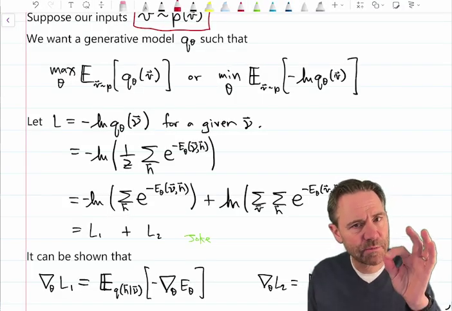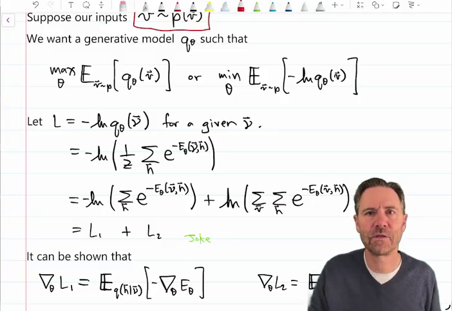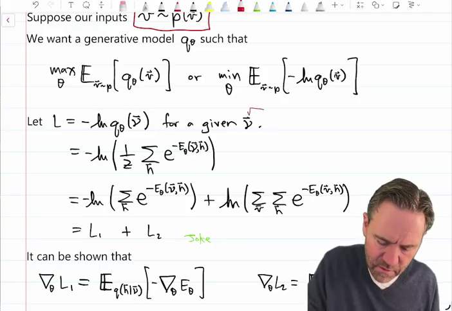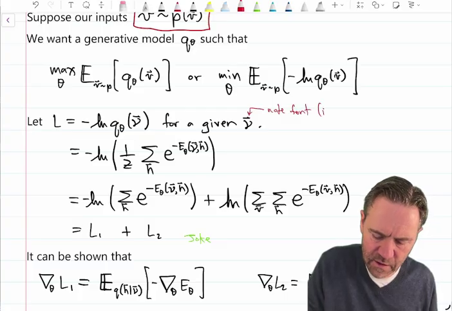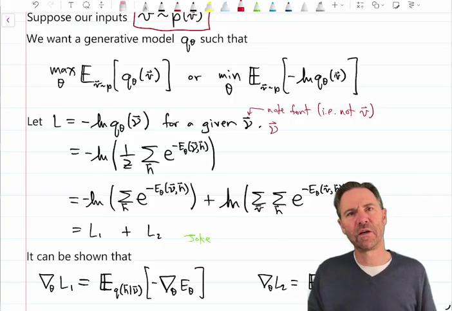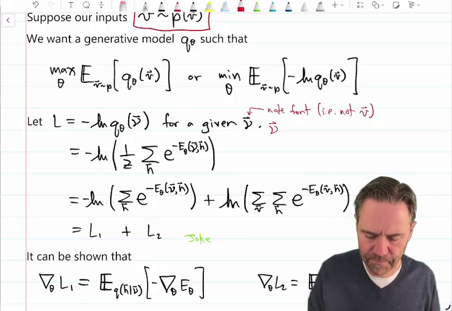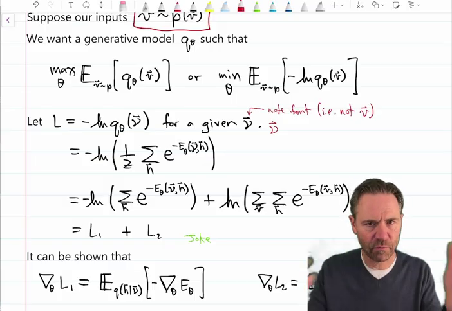I'm going to choose a specific V out of the world, and I'm going to give it a different font. Note the font, it's not the same as that V. This is a kind of Greeky, scripted V, so that represents a fixed V that we're seeing in the world.